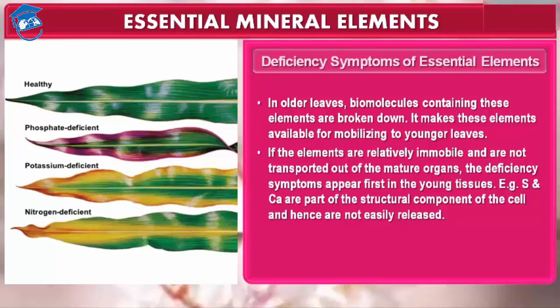relatively immobile and are not transported out of the mature organ, students. For example, sulfur and calcium. Sulfur and calcium are part of the structural components of the cell and hence they are not easily released. This aspect of mineral nutrition of plants is of great significance and importance to agriculture and horticulture, students.